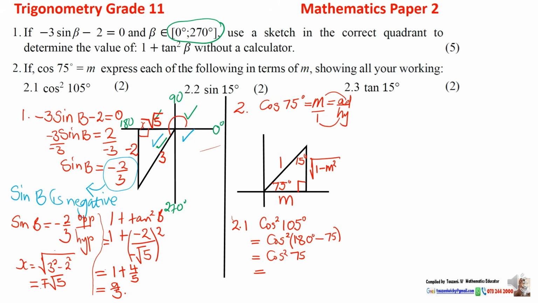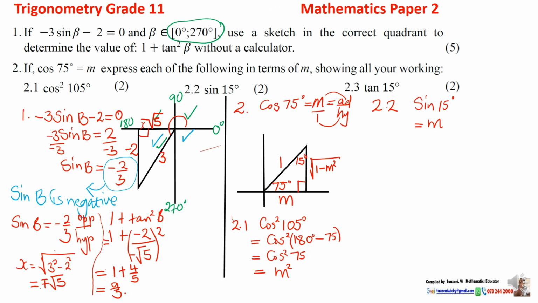Then you go to the diagram and find cos 75. It's adjacent over hypotenuse, and the adjacent is m, the hypotenuse is 1. So cos 75 is m. Cos squared 75 is equal to m squared. That answers number 2.1. Number 2.2, I want the value of sine 15 degrees. I simply go back to my diagram. The sine of an angle is opposite over hypotenuse. So the opposite to 15 degrees is m, and the hypotenuse is 1.